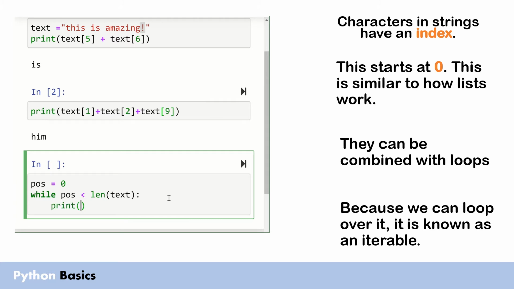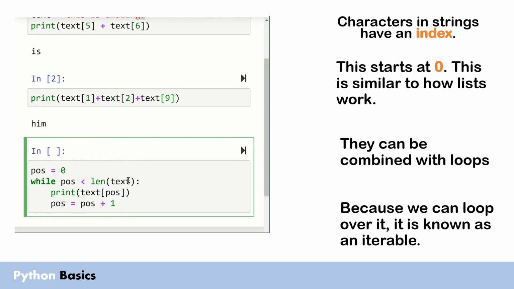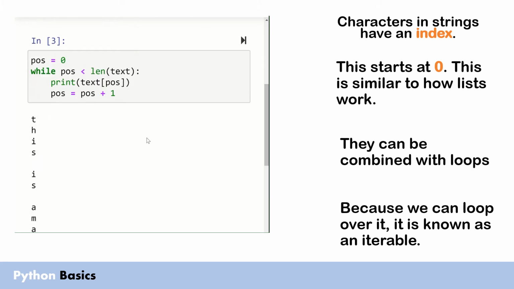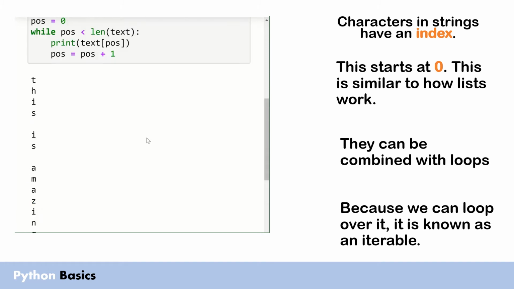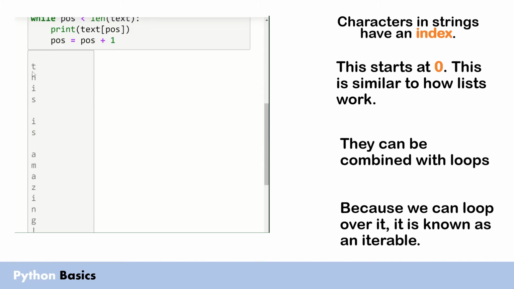So let's say I'm just going to print off each letter. So maybe just going to go boring on it, and then pos equals pos plus 1. What this is going to do is print out each individual letter. So let's just run it first. Okay, so you can see it's printing out each letter, one on each line.